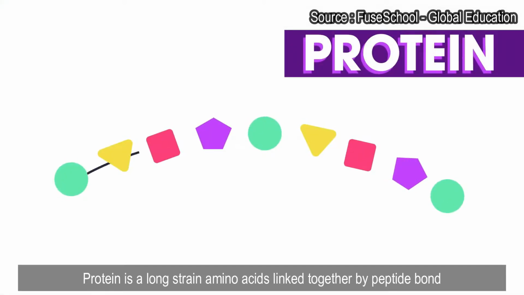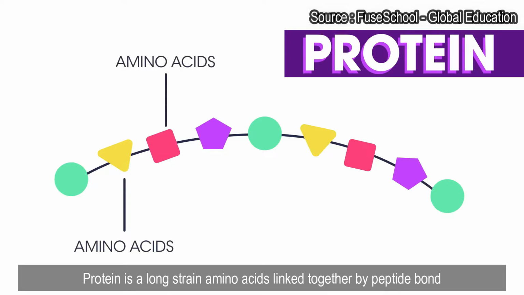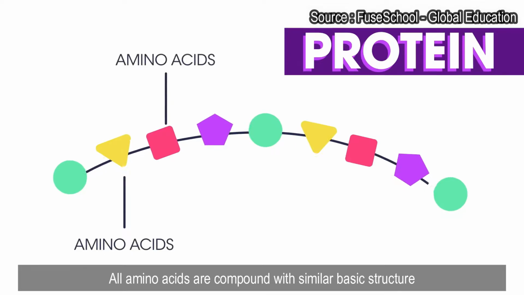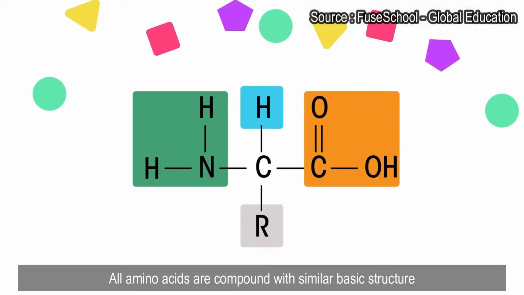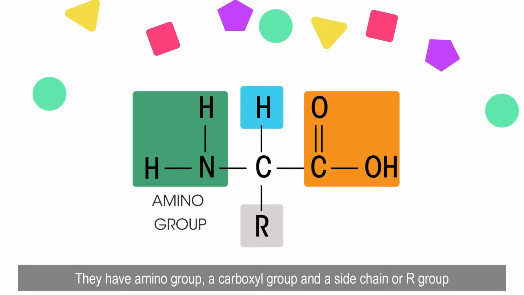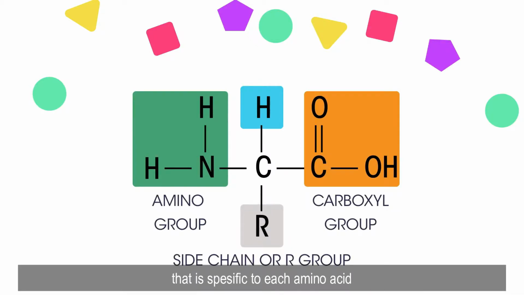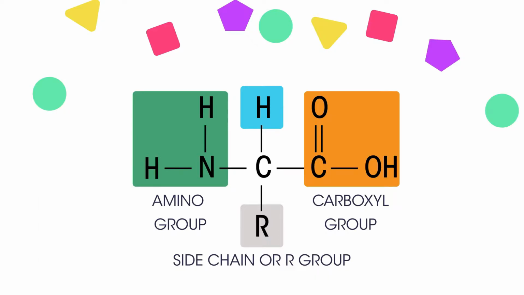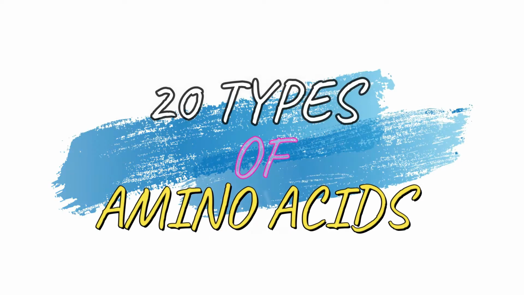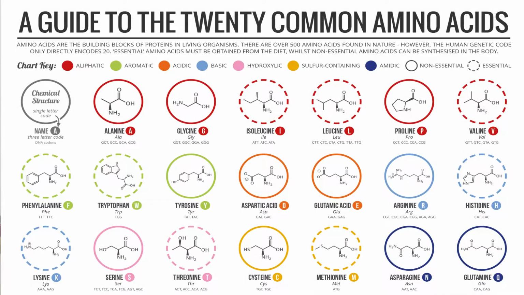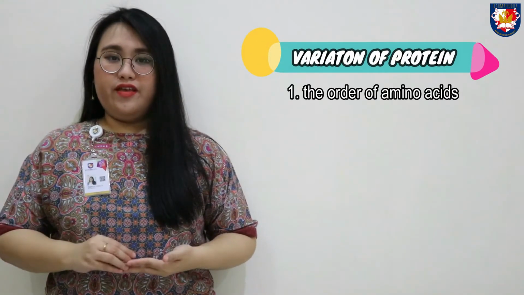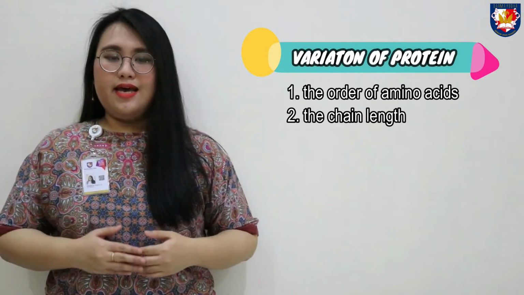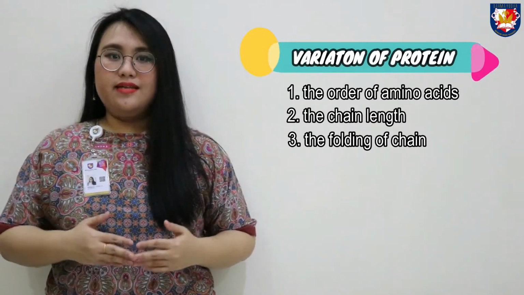Proteins are long chains of amino acids linked together by peptide bonds. All amino acids are compounds with a similar basic structure. They have an amino group, a carboxyl group, and a side chain or R group that is specific to each amino acid. There are 20 different types of amino acids. All the different proteins are made from these 20 amino acids. The variations in the proteins are caused by the order of the amino acids, the chain length, and the folding of the chains in distinct ways.